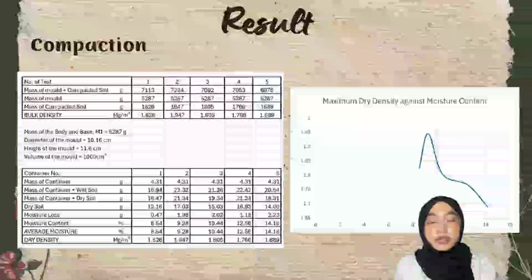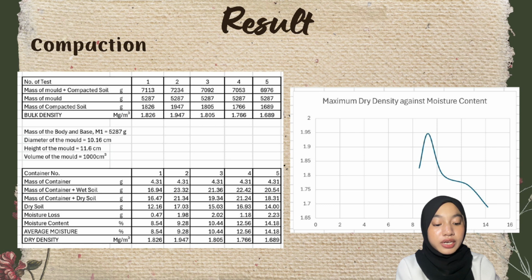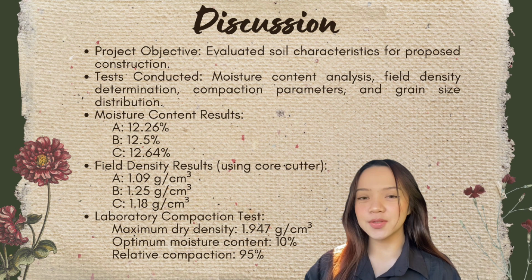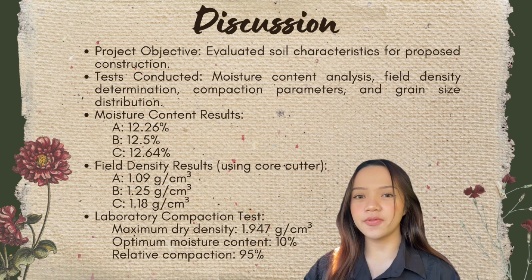So, this is the result for moisture content. So, this is the result for field density. So, this is the result for soil classification from the sieving test. So, this is the result for compaction, with the graph of maximum dry density against moisture content.